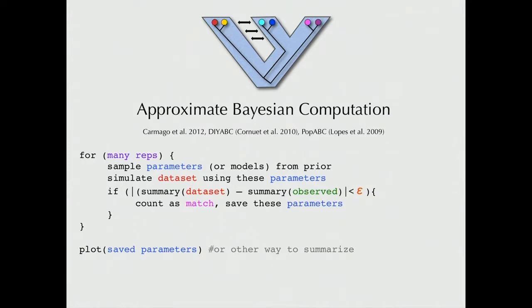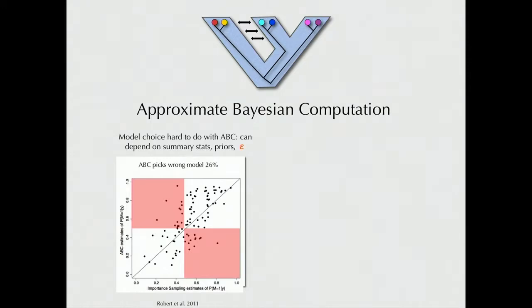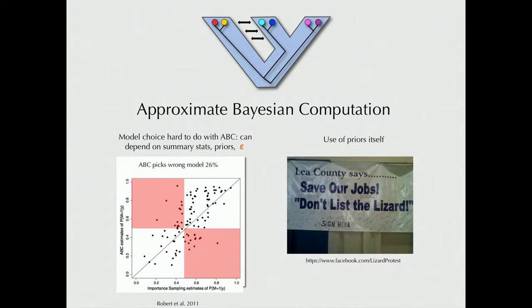And when you're done, you can do a plot and say, okay, look, here's our posterior probability distribution of those parameters. Now, some issues with this are the prior and also this epsilon. How much you distinguish between models can depend on what your epsilon value is. How close is close enough? So the result from Robert et al. shows how often ABC chooses the wrong model, based on these other settings you can put into it. And finally, the use of priors itself.